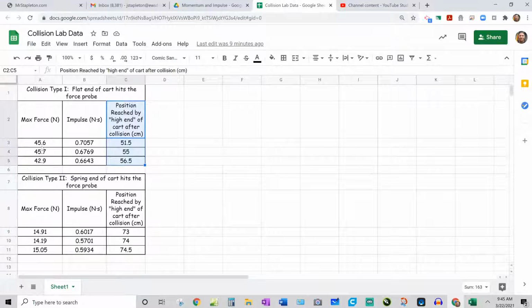So here we have the maximum force. These are all the maximum forces when the flat end is hitting. These are when the spring end is hitting. These are the impulses when the flat end hits. These are the impulses when the spring end hits. I think that's all you need to know.